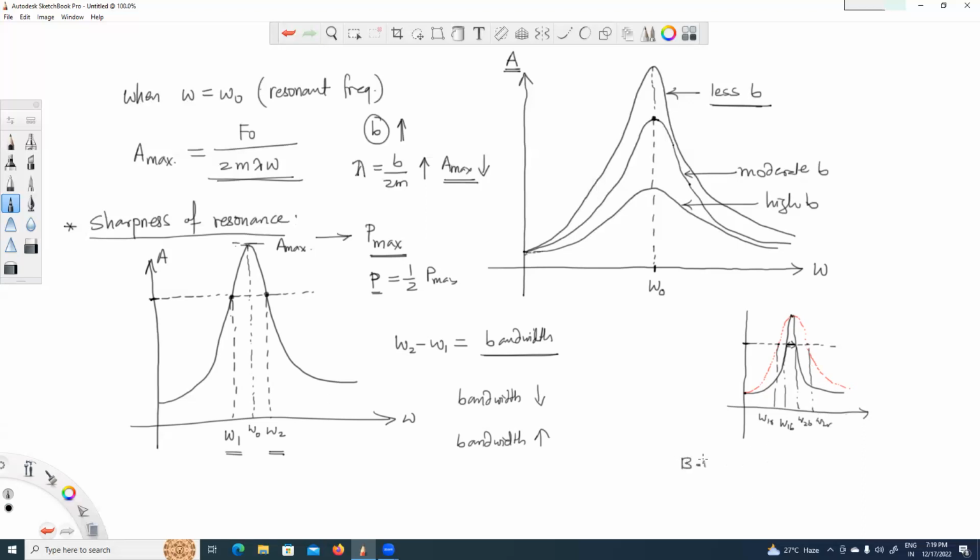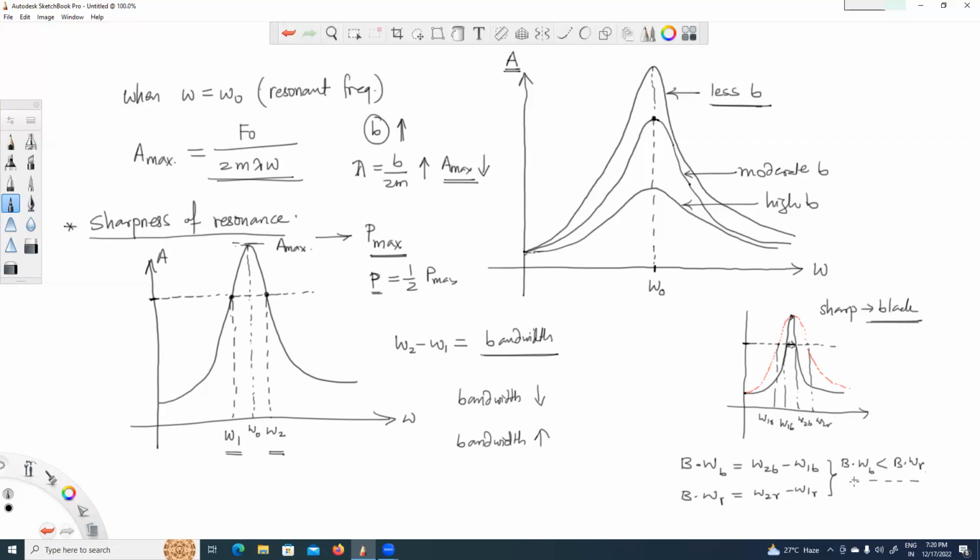So bandwidth for black is omega 2B minus omega 1B. And bandwidth for red is omega 2R minus omega 1R. So from this, you'll be able to figure out that the bandwidth of black is less than the bandwidth of red. Red means I just drew the graph in red. That's why I'm referring to these colors. All right. Okay. So now look at these figures, right? Which is sharper? If you look at the red graph and black graph, definitely the black one is sharper.